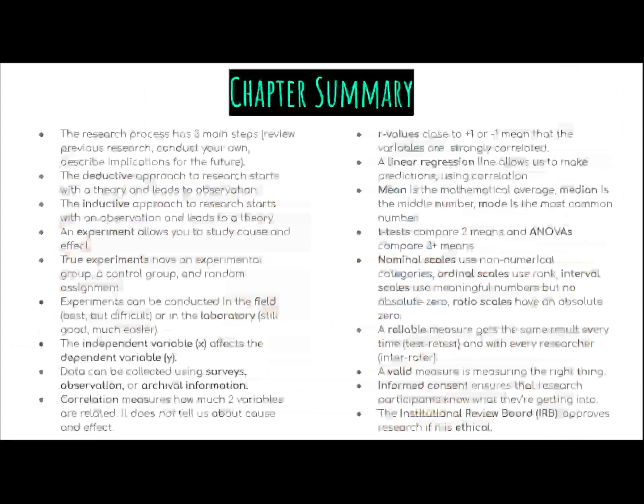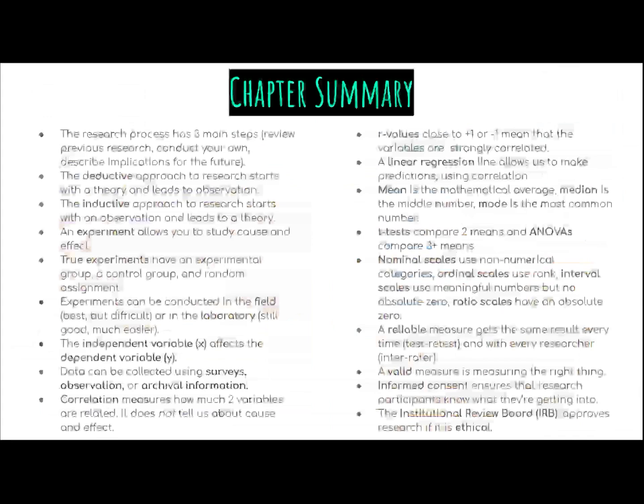Now we'll talk about the statistics. Mean is the mathematical average, the average we're used to. The median is the middle number, just like the median is in the middle of the road. And the mode is the most common number, just like that a la mode pie is the most common kind of pie. T-tests are a statistical test which is used to compare 2 means to see if they're significantly different. And ANOVAs compare 3 or more means.